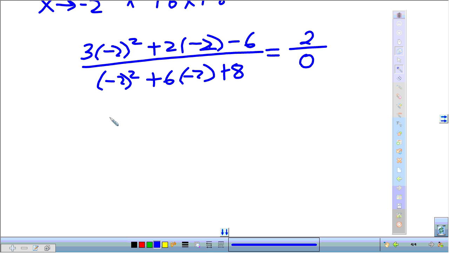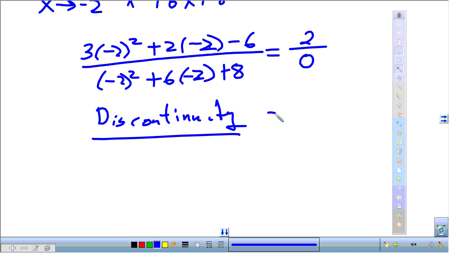Okay. We have division by 0, so we don't get a value. So actually the expression is not defined as a number at x equal minus 2. So we get a discontinuity at x equal minus 2. That is, in this case, because the function does not have a value there. But it may still have a limit.